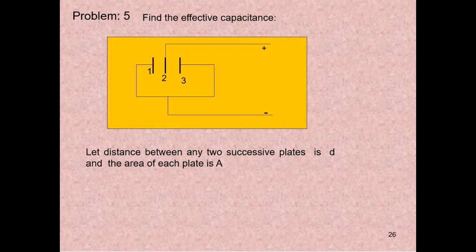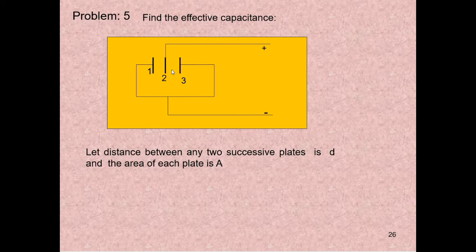Shall I explain? Yes, sir. See here, this is negative because it is connected to the negative plate. This is positive. So this forms one capacitor. After all, for a capacitor, one plate should be positive, the other plate should be negative. So this is one capacitor whose capacitance is epsilon naught A by d.